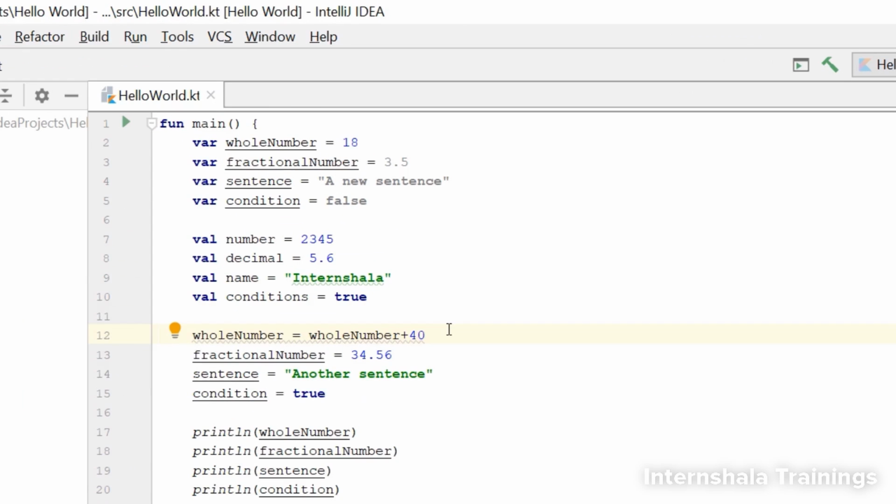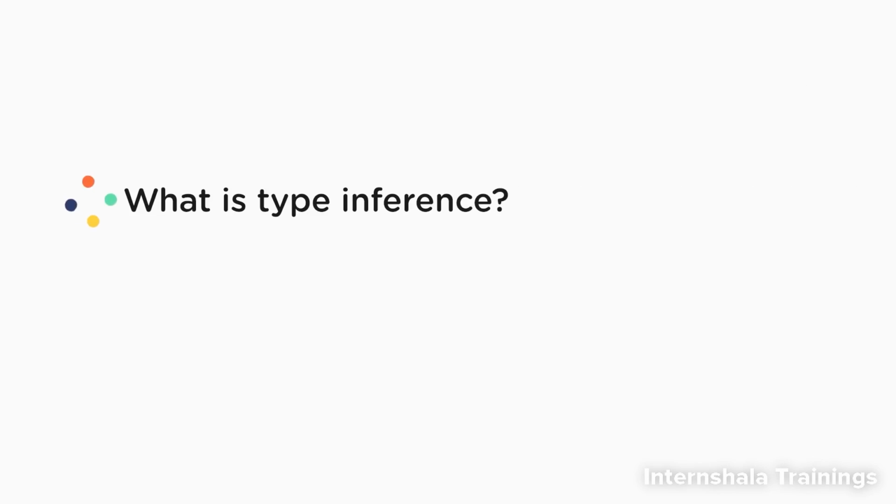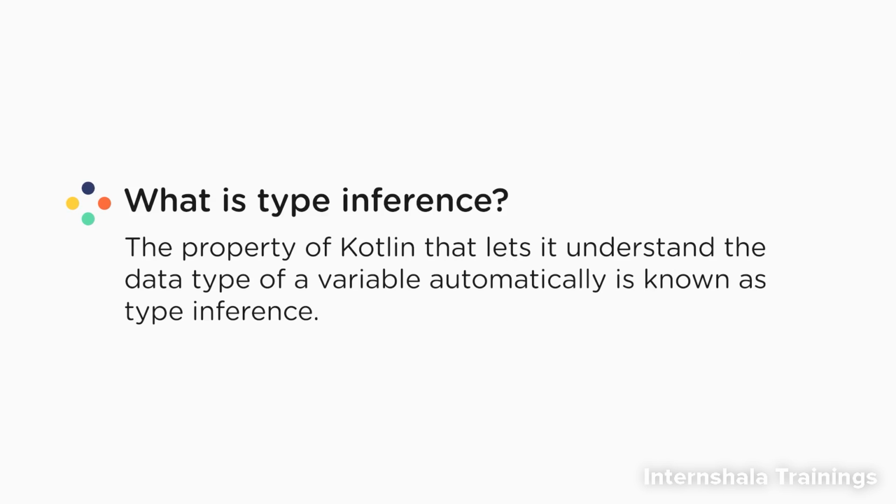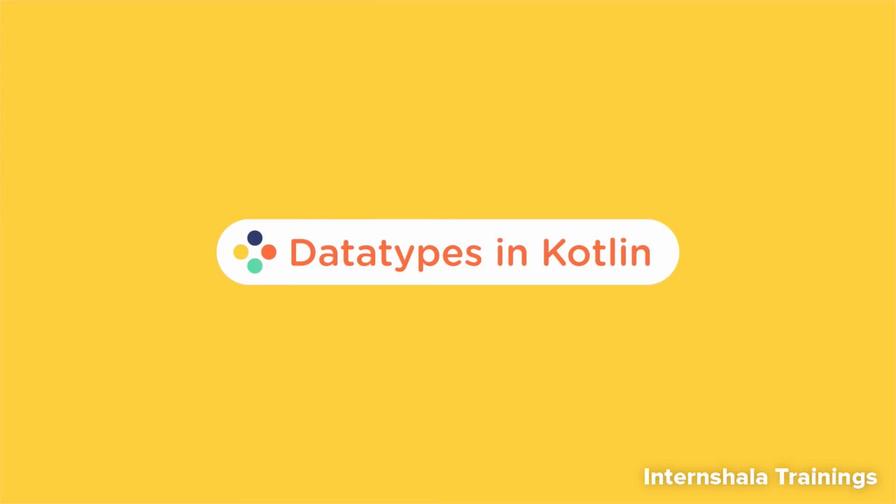So let's look at this variable fractional number here. Now here, by initializing this variable with a decimal number, the compiler automatically understood that we want to use this variable to store a decimal number, and hence this variable is of decimal type. This property of Kotlin that lets it understand the data type of a variable automatically is known as type inference. This means that we do not need to tell the compiler explicitly that we want this data type for this variable. The compiler is smart and understands this on its own. Super cool, right?